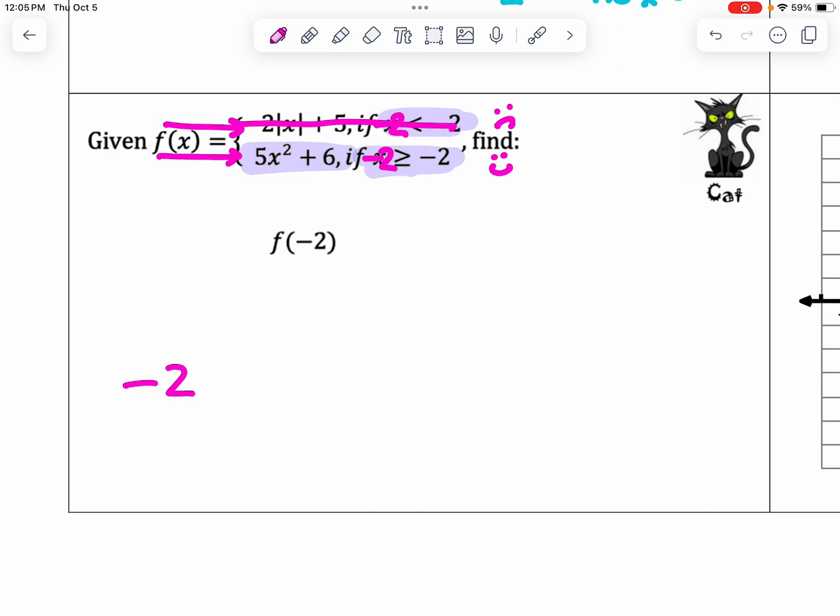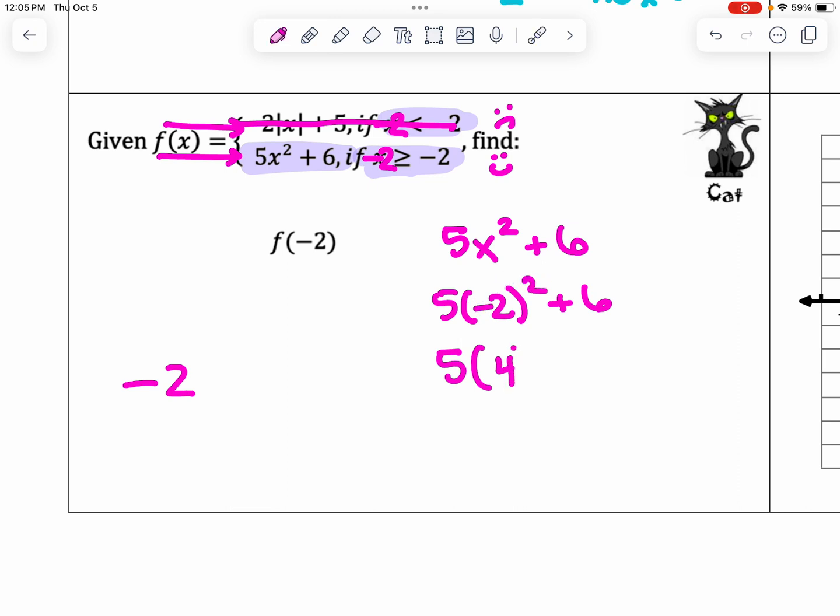All right, so the equation is 5x squared plus 6. I'm going to take -2 and put it into the equation for x. And then I will just substitute. So order of operations, PEMDAS, I will do the exponent. -2 squared means -2 times -2, which is 4. And then I've got multiplication, so that's 20 plus 6, which is 26.